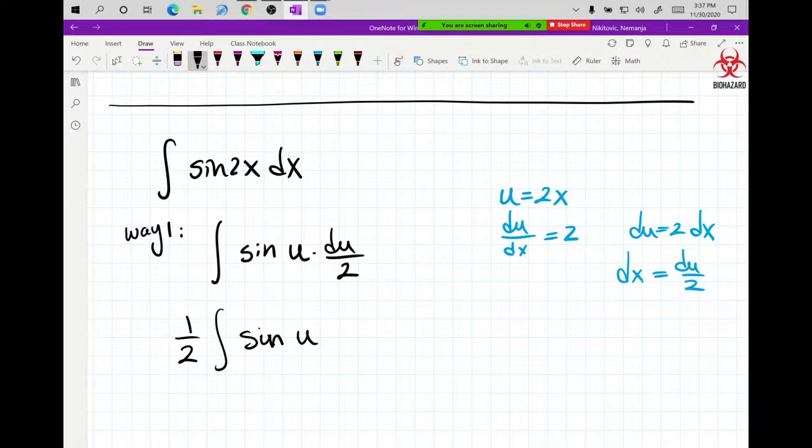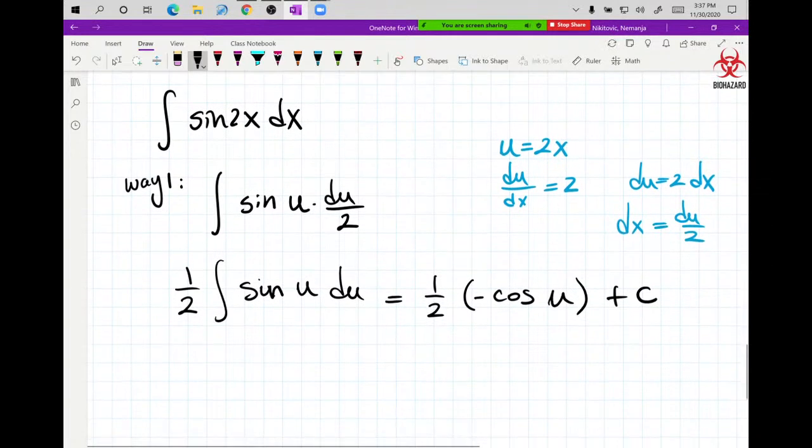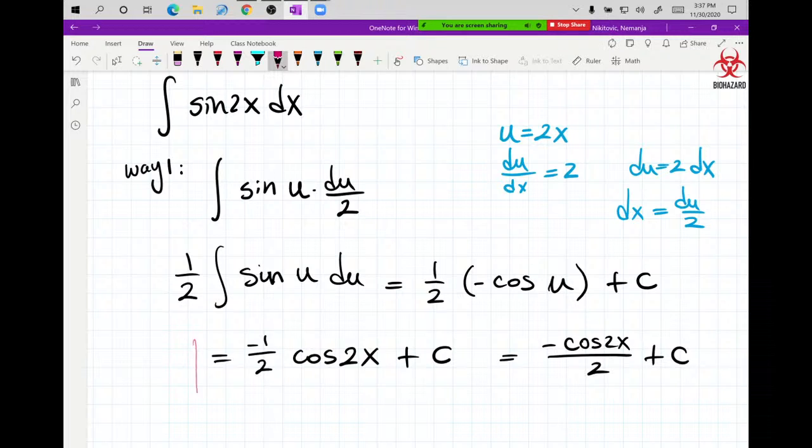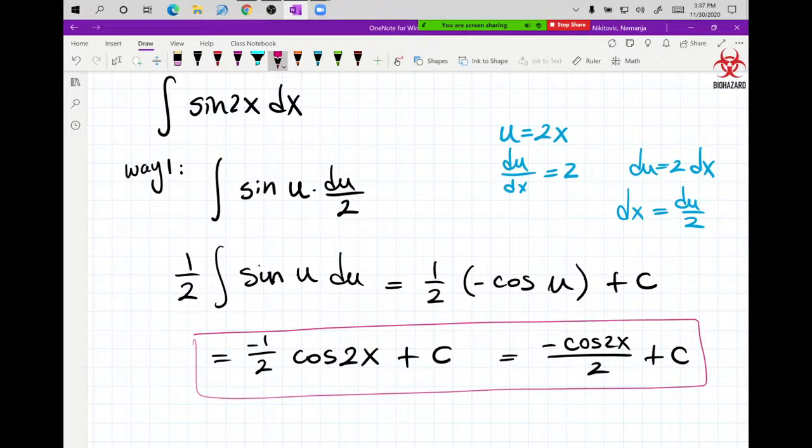So what you do is you just kick 1/2 in front, and you have the integral of sine of u du, which is a basic integral, which is 1/2 times the integral of sine, which is negative cosine of u plus c. Now this is further negative 1/2 cosine of 2x plus c. And that's it. Now you can write this as well this way, cosine 2x over 2 plus c, with a negative sign, but they're both full credit answers. My MATLAB should recognize both of these answers as full credit, right?